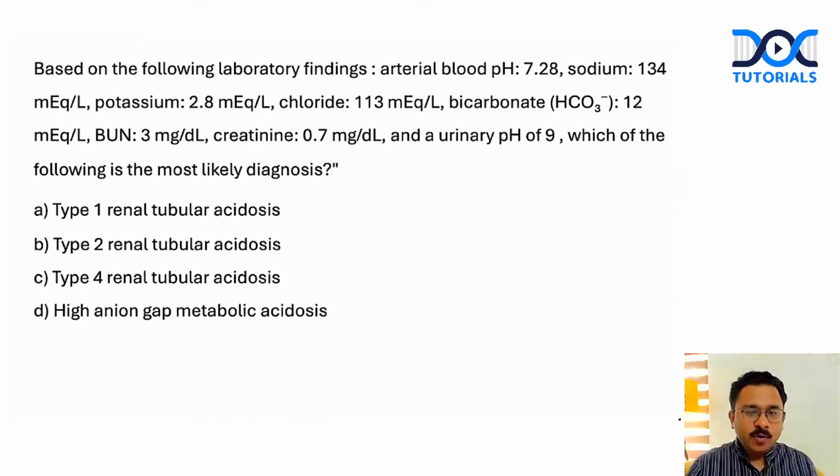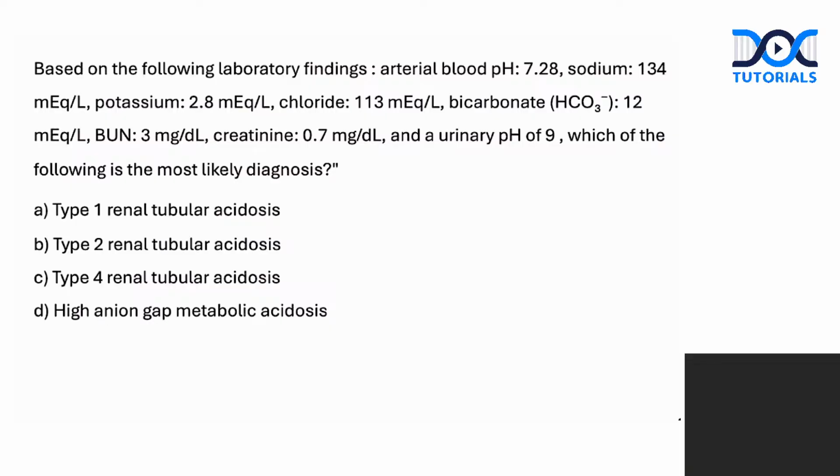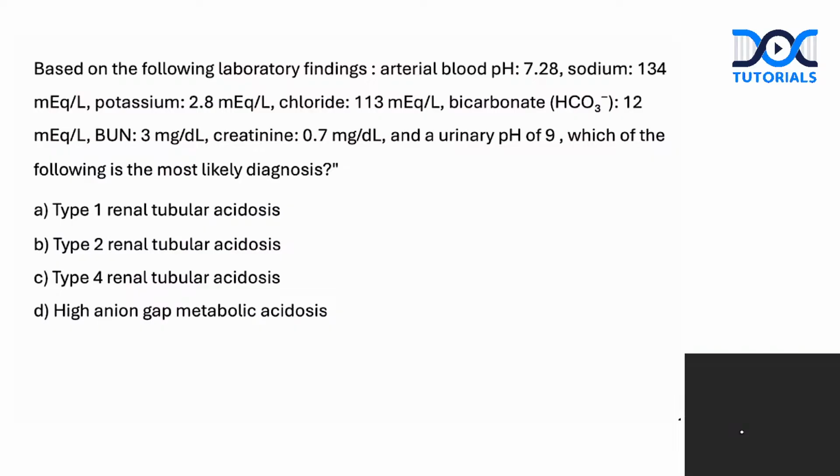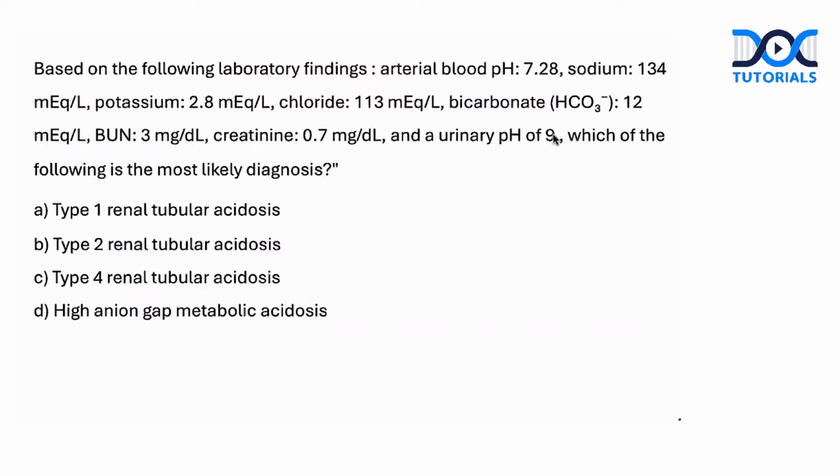Based on the following laboratory parameters, what is the likely diagnosis is what they have asked. So let us actually see the question. The arterial pH is given as 7.2. One second, let me just correct the video. Can you just wait? I'm just correcting the video. One second.